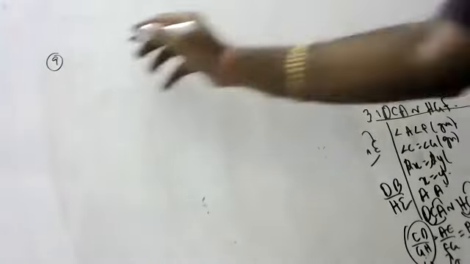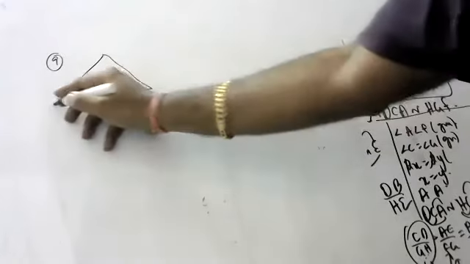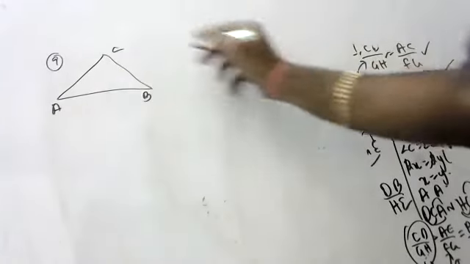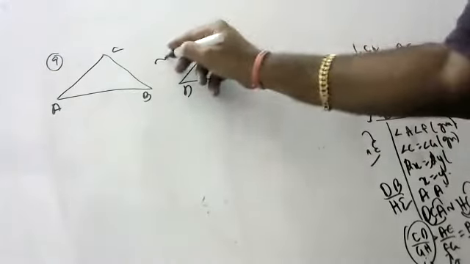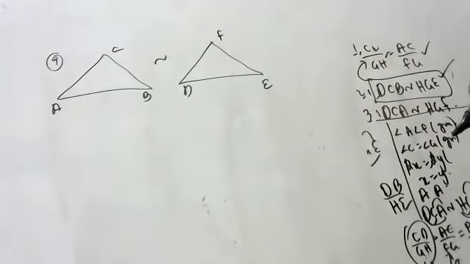9th question, children. AX and DY are the altitudes of two similar triangles ABC and DEF. They both are similar triangles. AX and DY are the altitudes of two similar triangles. One second.